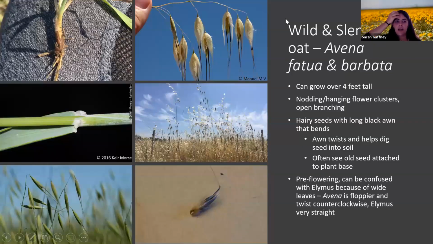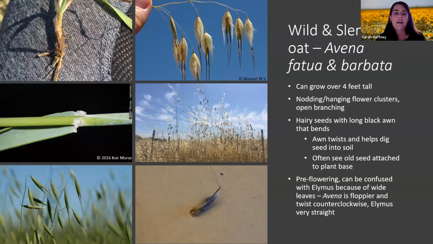And so for identification, I also think that they're quite distinctive in their seed structure. Well, first, they can grow over 4 feet tall, or they can be quite small. So they're very variable in their height. But they have these nodding, hanging flower clusters with very open branching. And the seeds are very distinctive because they're covered in this brown, soft hair. And then they have either 1 or 2 long black awns that stick out and bend. And so once that seed lands on the soil, that awn can start to twist as it hardens and dries out. And that kind of screws the seed in to be able to go into the soil and have good soil contact.